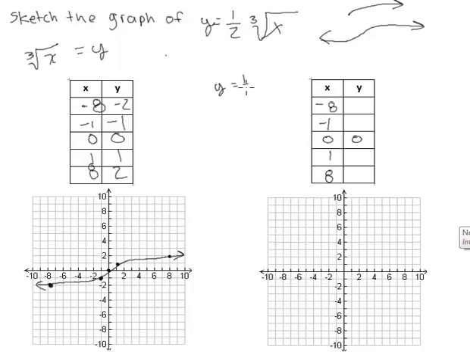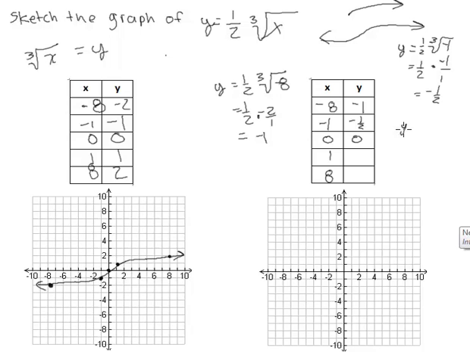Now here my y numbers are going to be a little different, because if x is -8, then y equals 1/2 times the cubed root of -8. The cubed root of -8 is -2. So this is 1/2 times -2, which is -1. Okay, when I plug -1 in, y equals 1/2 times the cubed root of -1. The cubed root of -1 is -1, and this gives me -1/2.